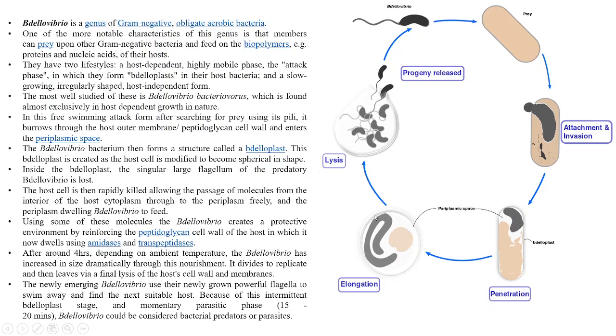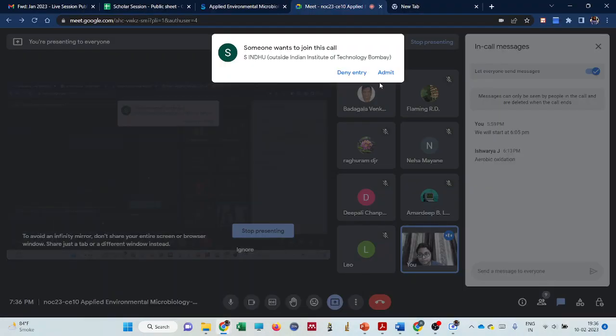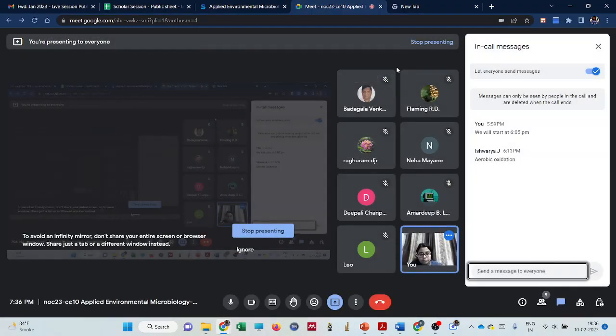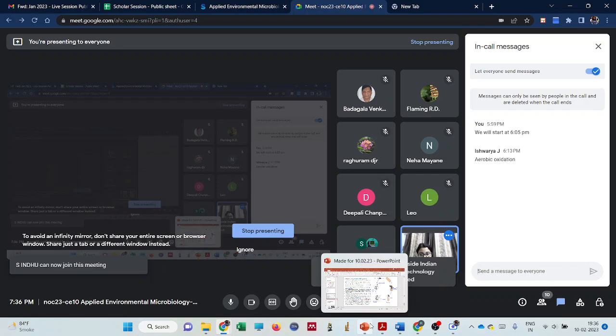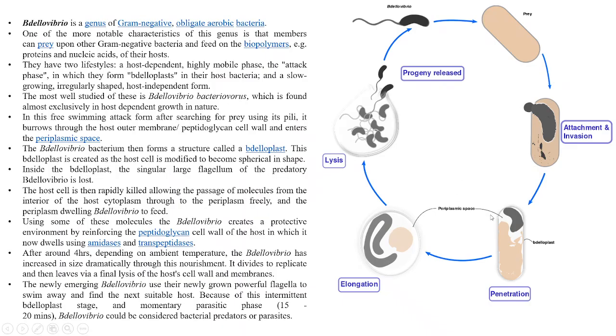And then the host cell is rapidly killed, allowing the passage of molecules from the interior of the host cytoplasm through the periplasm villi and the periplasm dwelling of Delovibrio. So it's basically like a parasite. It's latching onto the host cell, going into the periplasmic space, creating a structure for its own survival, and then basically harming the host cell and killing off the host cell.